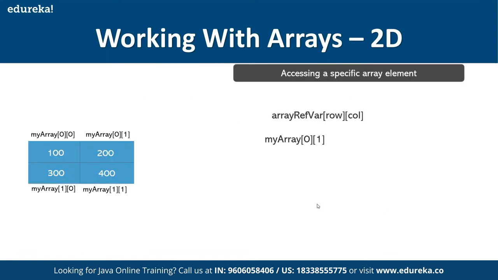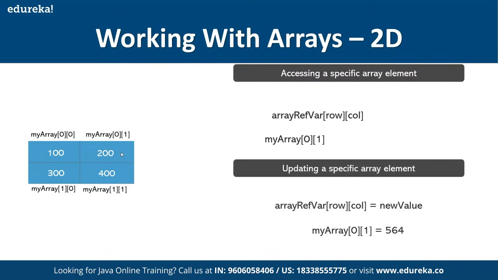Now, whenever we have a two-dimensional array, if I want to access a specific array element, then we'll have to mention its index position across all the dimensions. For example, if I'm interested in selecting the value 200, then I'll have to say my array, row 0 and column number 1. So this is going to return the value of 200. And if I want to update with a new value, it's the same procedure, guys. We'll make use of the assignment operator, that is the equals sign, and assign a new value. This is how we can replace the value 200 with 564.